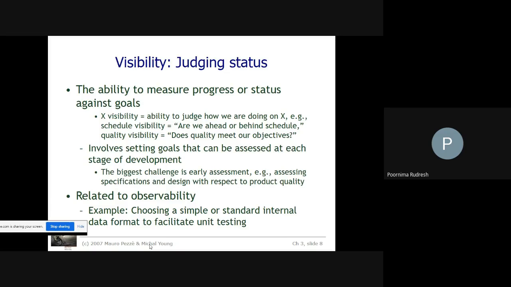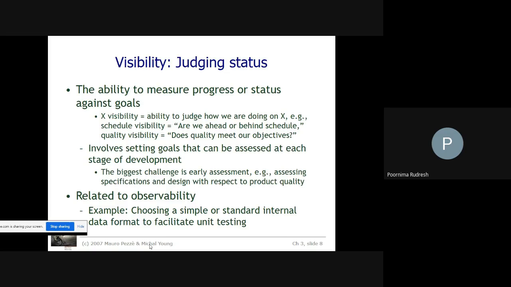So here we are setting the goals at each stage of the software development or system development. Then we have to check whether we are meeting those goals or not. So the main challenge we are facing here is early assessment. For example, assessing the specifications and design with respect to the product quality.